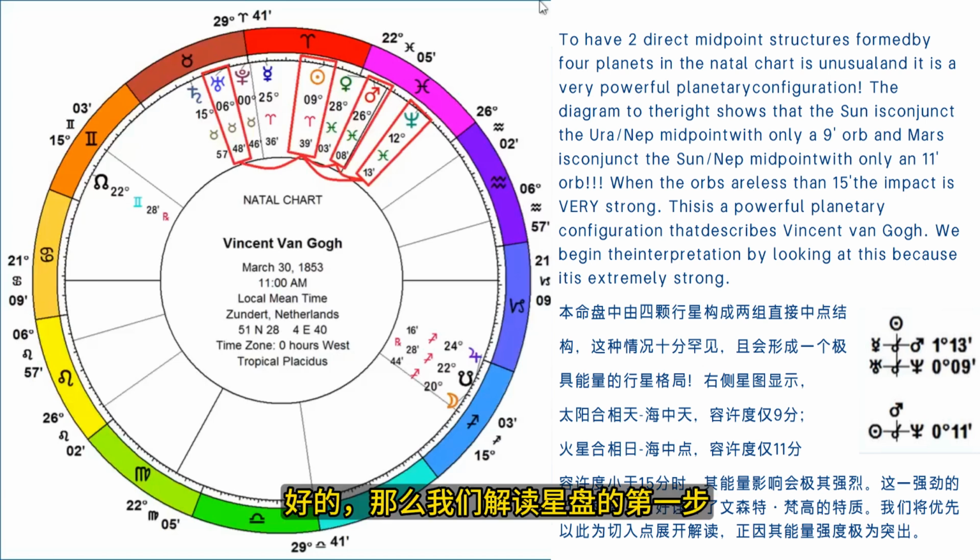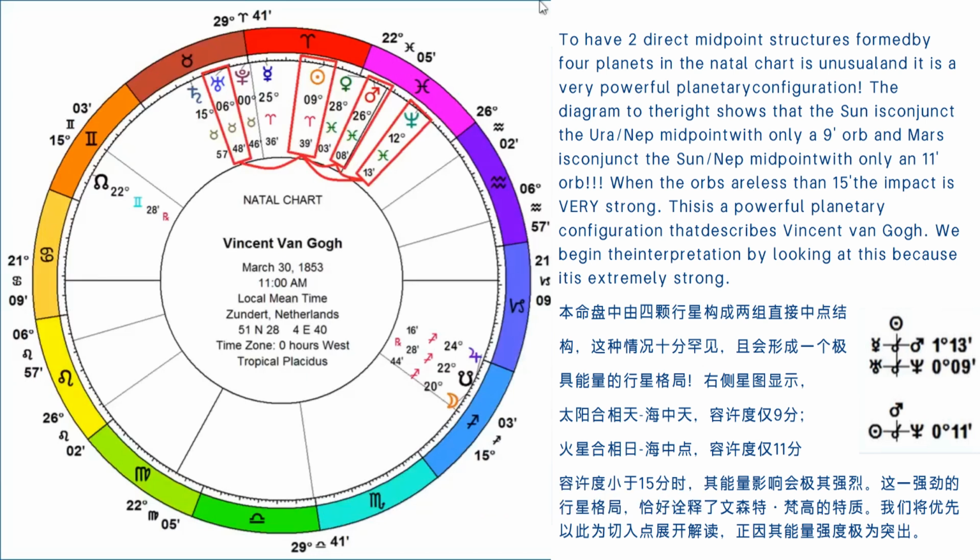Okay, so the first thing we do is we identify if there are any strong midpoint structures, meaning with small orbs. And I'm using Van Gogh because he's an extreme example of two very exact midpoint structures formed by just four planets, a resonating system.